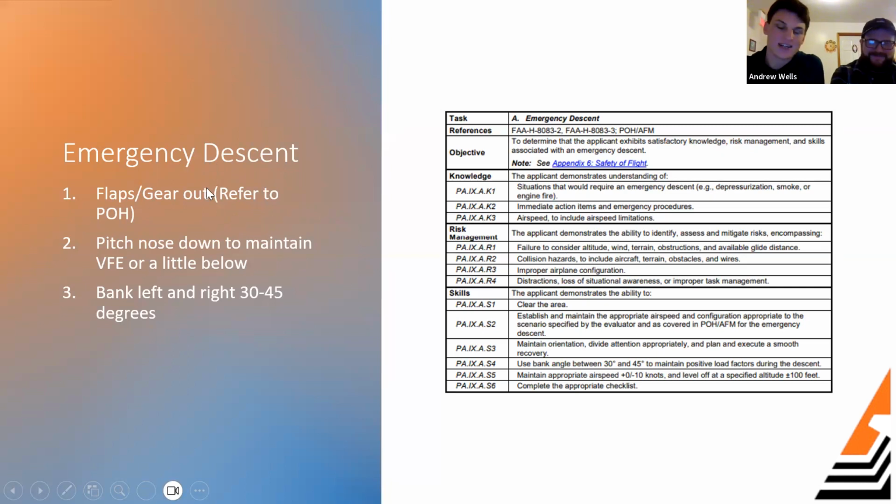Next, let's talk about emergency descent. So emergency descent, it depends how your examiner tells you to do it. But the main way that I normally teach it is I get those flaps down because I don't want to gain airspeed and go over VNE.